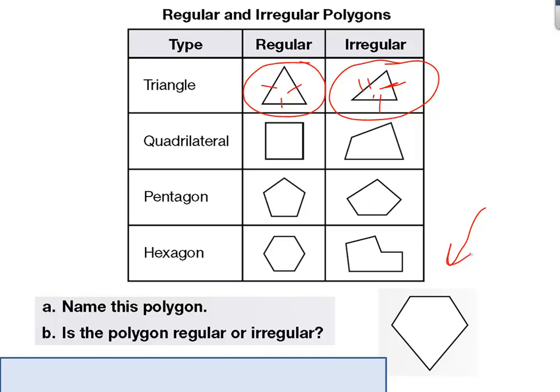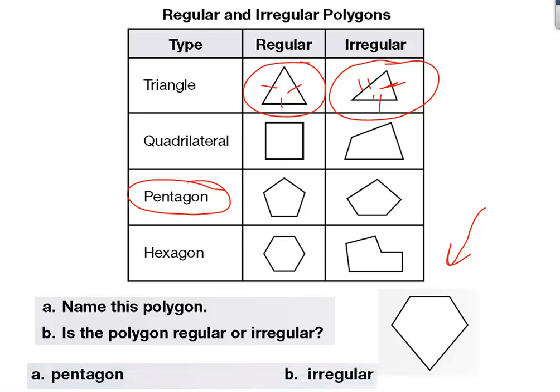Well, if you look up here at our chart, and you count your sides, you have 1, 2, 3, 4, 5 sides. So we know that A would be a pentagon. Now, is this pentagon regular or irregular? Are all of the sides equal length, or are some sides longer than others? If some are longer than others, it's irregular. If it's all the same, then we'd call it regular. What do you think? Pause, state your answer, and then continue the video.